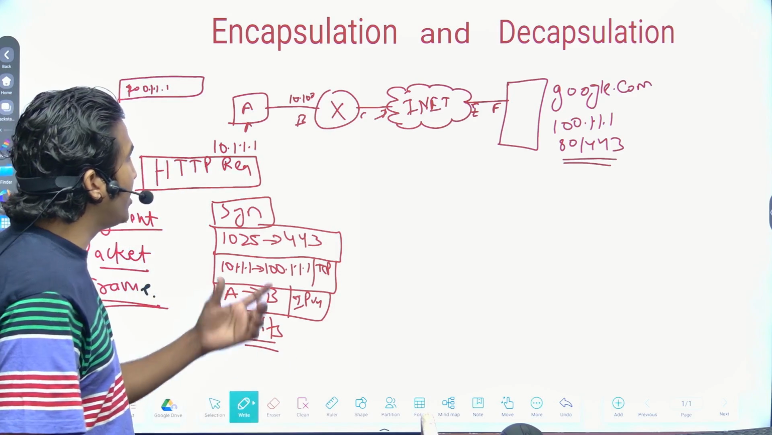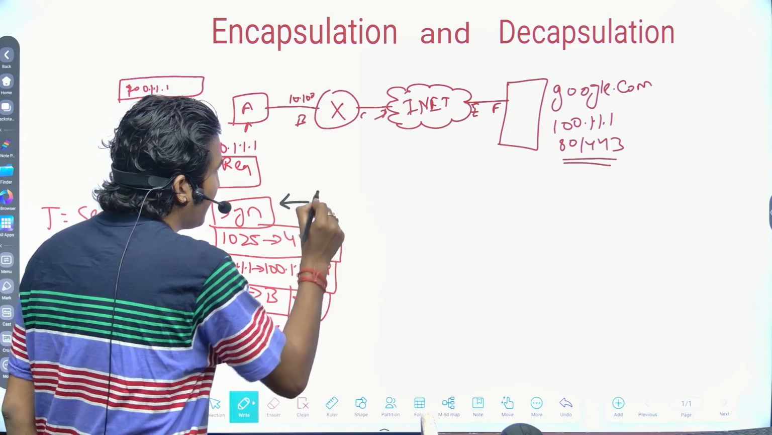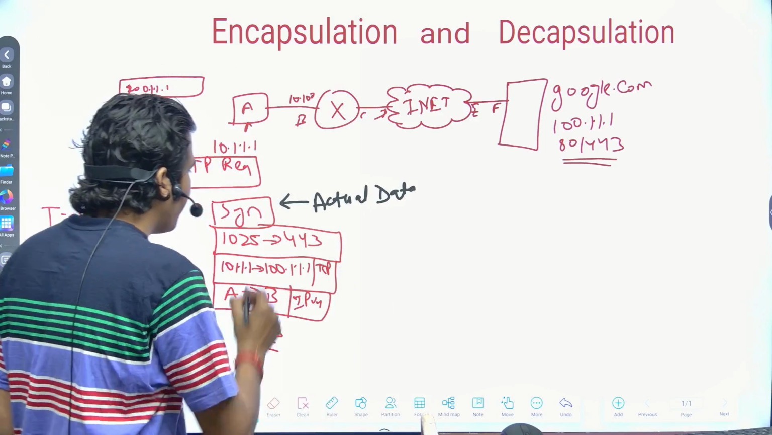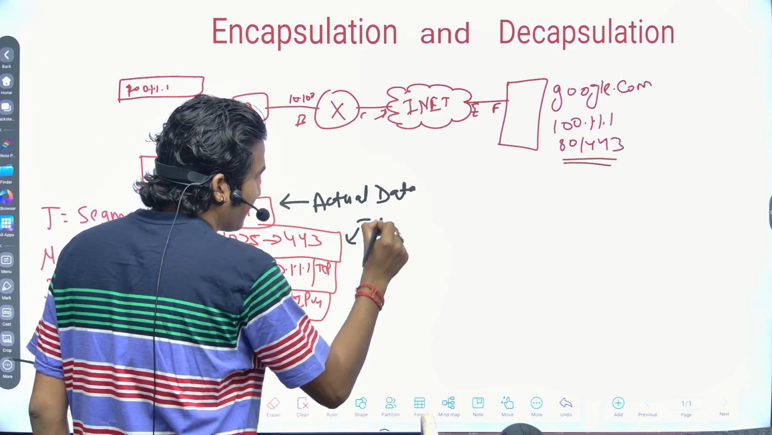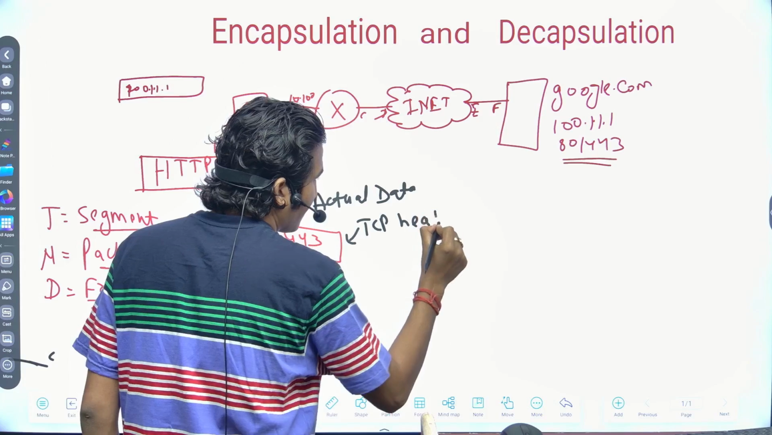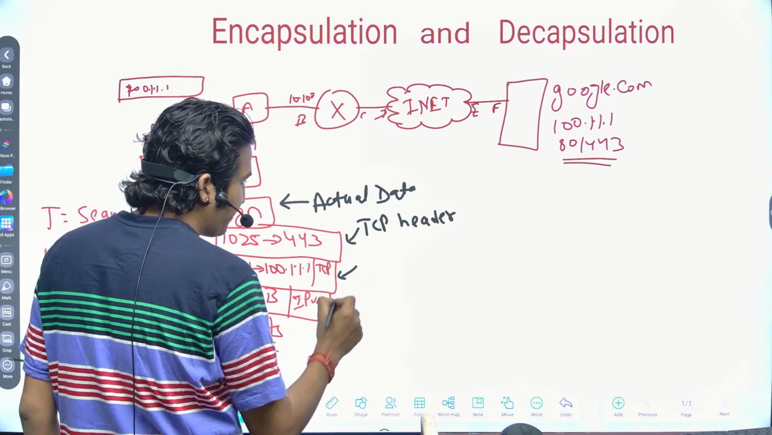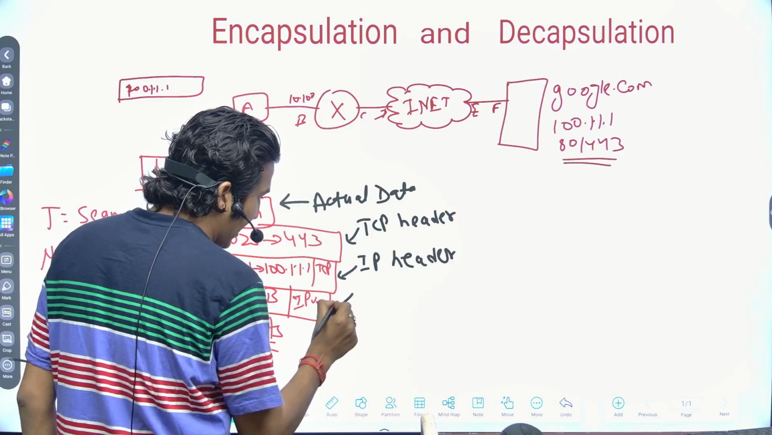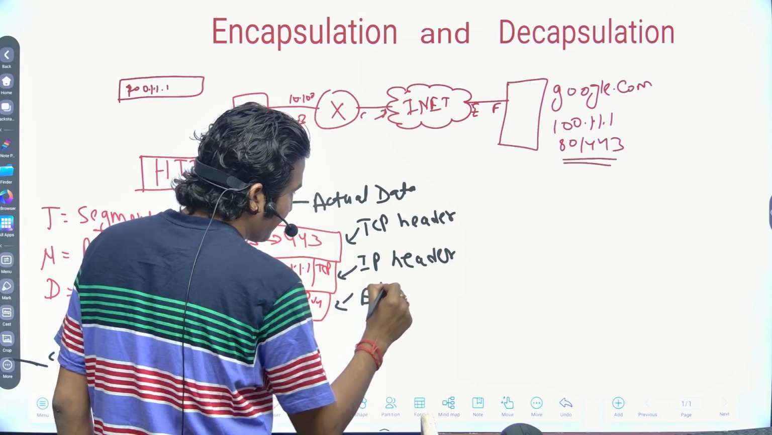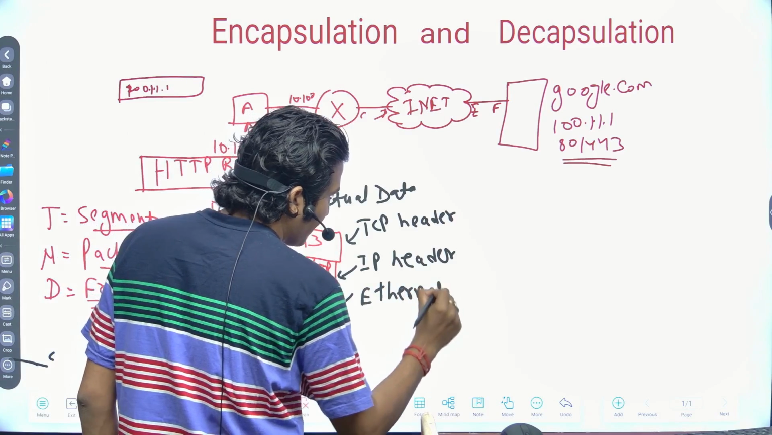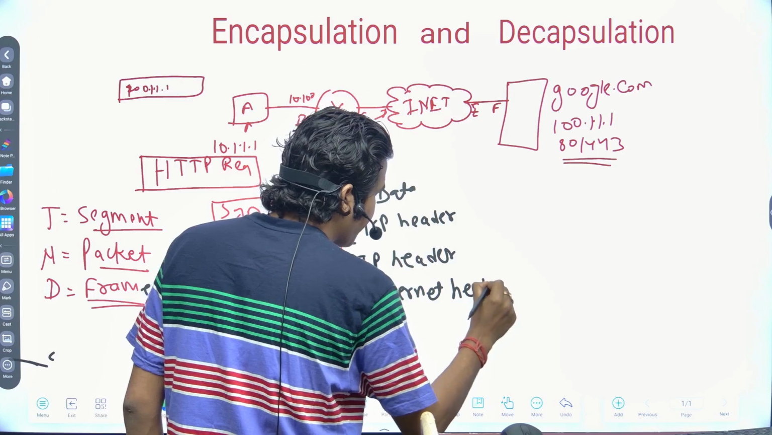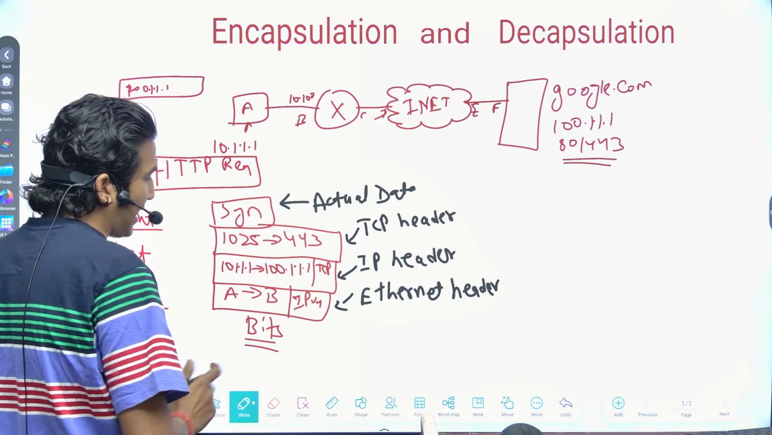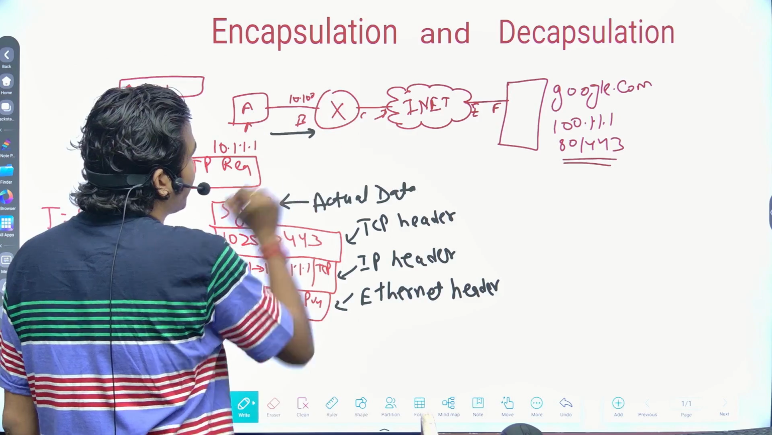So see the actual information, this is actual data, correct? This is the TCP header, right? This is the IP header, or we can say the network layer header, and this is the Ethernet header, correct? Right? This is what? Frame, this is packet, this is segment. After that, the physical layer is going to transmit it from this link.